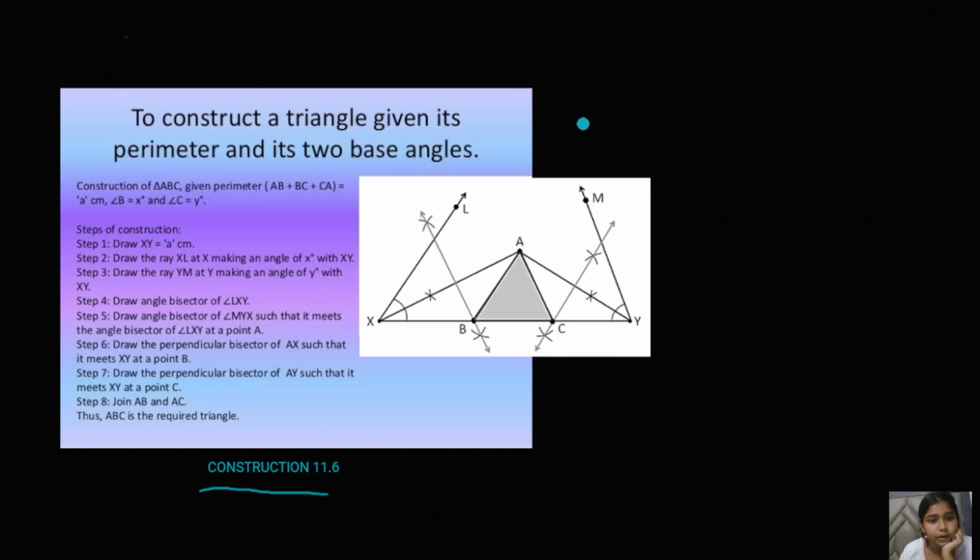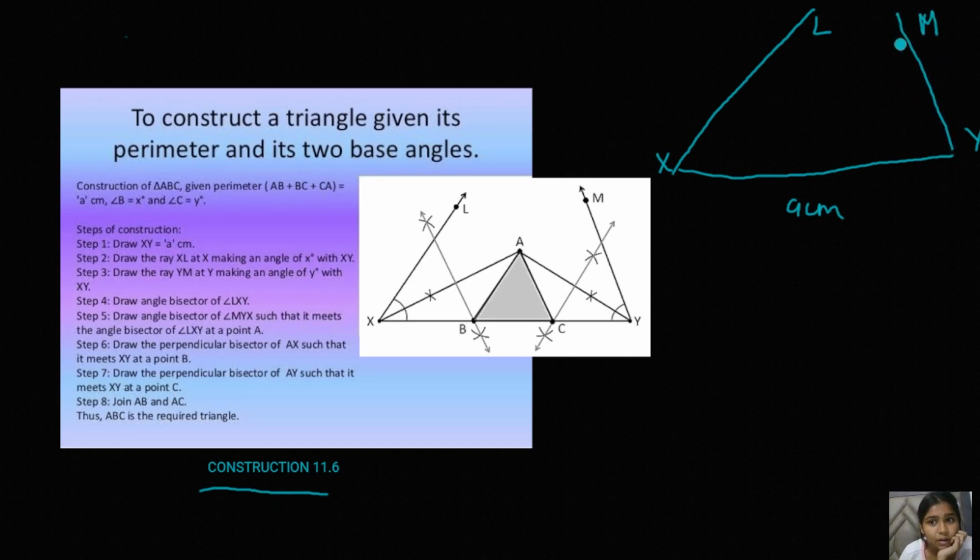This is the given figure, right? So what we'll do is draw XY. There is a line segment XY of any length, something like a centimeter. Now you have to draw the ray XL making an angle x degree with XY. This is XY. Let's draw the ray XL making any angle. Right, now draw the ray YM at Y making an angle. This is the other ray YM making any angle at Y.